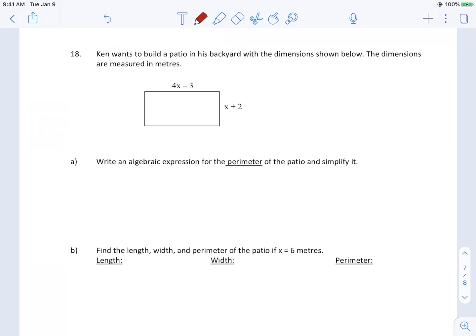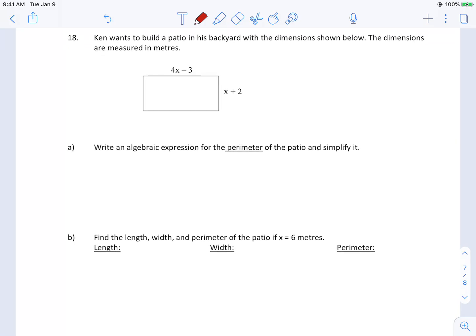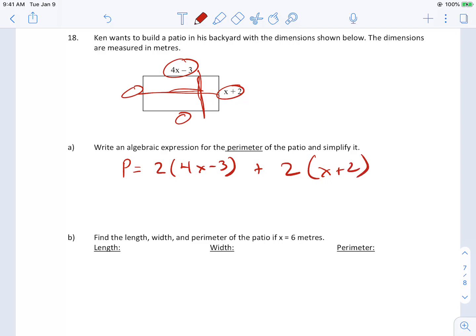Ken wants to build a patio in his backyard with the dimensions shown below. Dimensions are in meters. Write an algebraic expression for the perimeter. So our perimeter equals this side plus this side plus this side plus this side. So we have 2 times (4x minus 3), because there's 2 of them, plus 2 times (x plus 2), because there's 2 of those. So we'll just distribute everything in. So we have 8x minus 6 plus 2x plus 4 when we distribute that in. Collect our like terms, we'll have 10x minus 2.